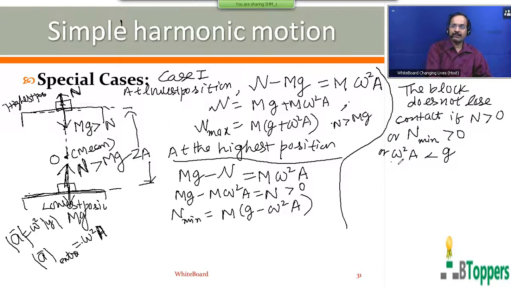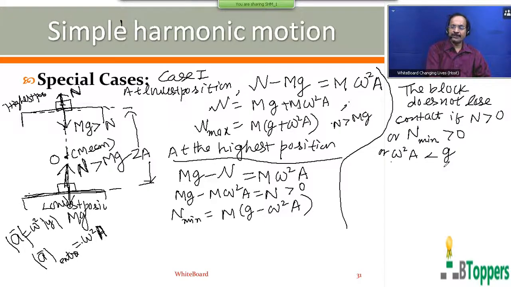Or you may be asked what is the minimum frequency of oscillation at which the block may lose contact with the platform. So the block just loses contact with the platform at the instant when omega square A becomes equal to g. Suppose the amplitude is constant and omega is gradually increased. Let us suppose the value of omega square A is initially less than g, and then the angular frequency of oscillation gradually increases, keeping amplitude constant. The block loses contact with the platform for the first time at the highest position at the instant when omega square A becomes equal to g.